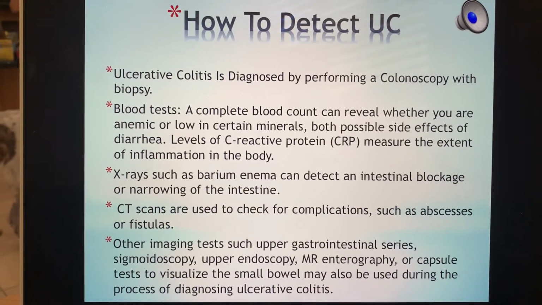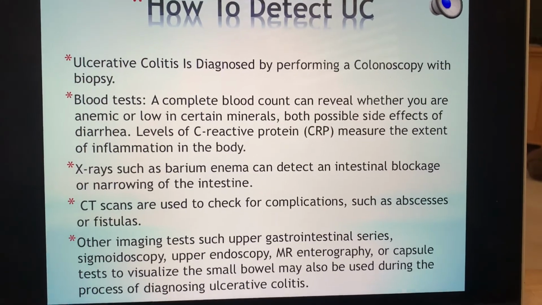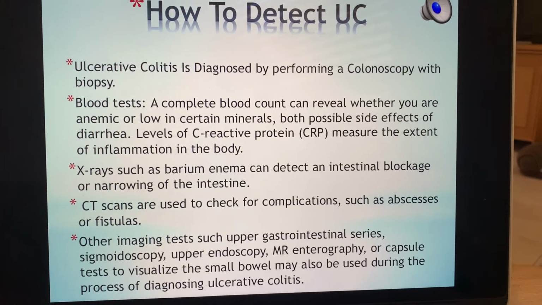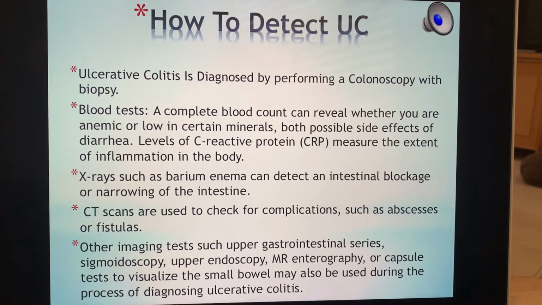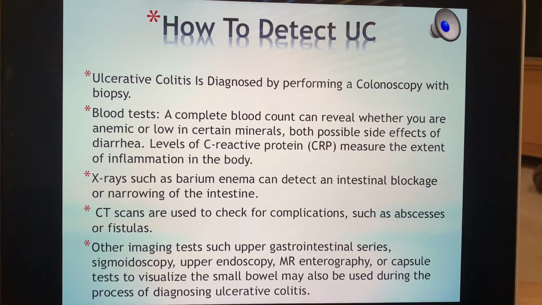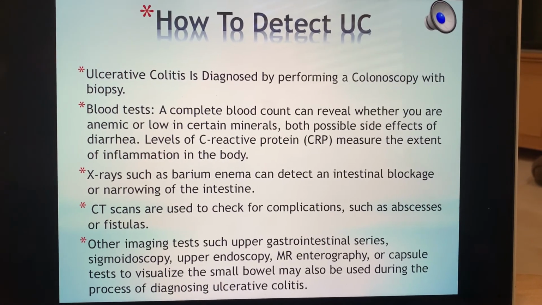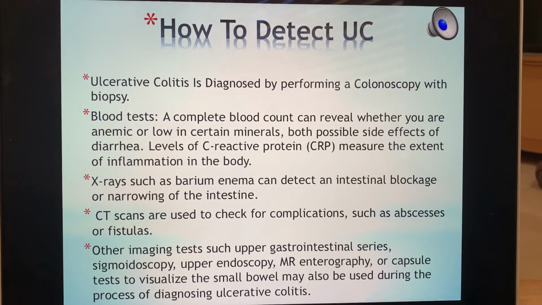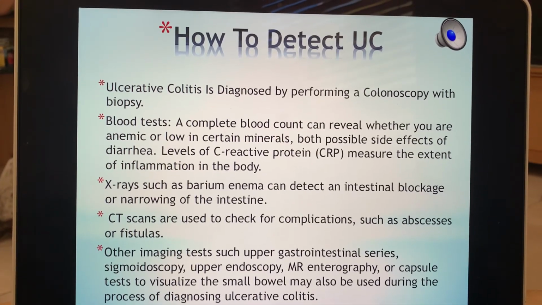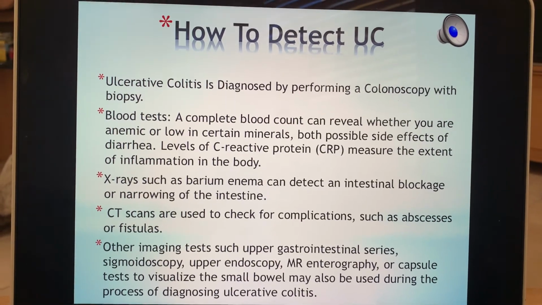How to detect ulcerative colitis. Ulcerative colitis is diagnosed by performing a colonoscopy with biopsy. But before a patient is referred to do a colonoscopy with biopsy, the patient must do blood tests. A complete blood count can reveal whether you are anemic or low in certain minerals, both possibly side effects of diarrhea. Levels of C-reactive protein measure the extent of inflammation in the body.